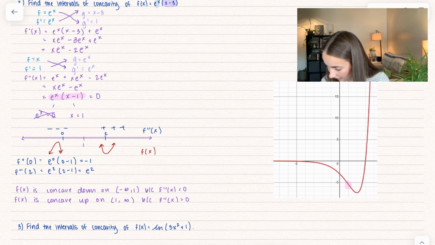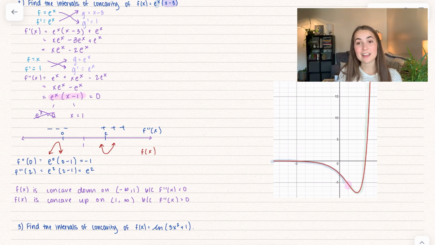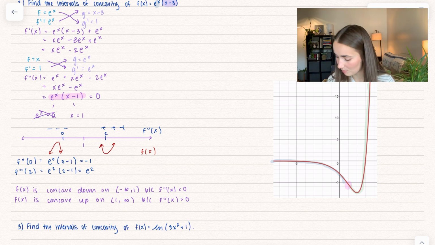And now we can look at our concavity. So first we have a function which is concave down, but then we quickly switch to concave up. So that checks out with our number line. Let's go ahead and try one more problem.